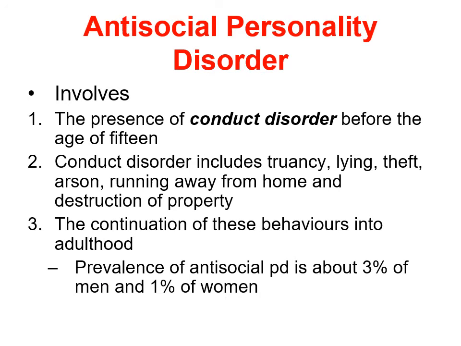And here we get to the most important, I think, personality disorder that we're going to look at in this unit, and that is the antisocial personality disorder. This is a disorder that occurs in conduct disorders. To be classified as a personality disorder, you will have some kind of a conduct disorder before the age of 15. Conduct disorders are usually linked with legal crime activities, such as being truant from school, lying, theft, arson, running away from home, destruction of property.